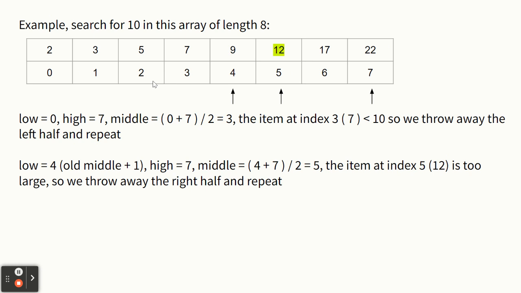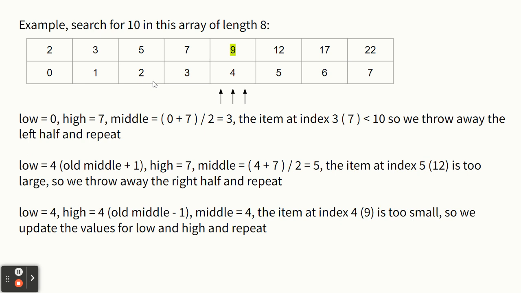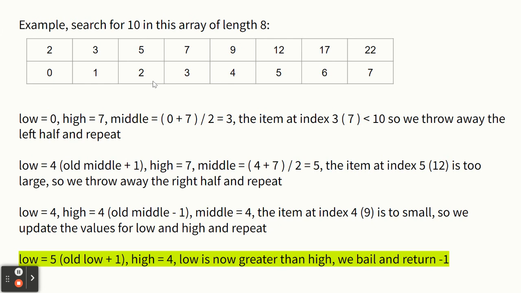So here we're looking for a 10. The right-hand side is too big. We lop it off, and so now I think we're going to be at 9 and 9 and 9. Low, high, and middle are 9. 9 is not 10. And so then it figures out if it goes any farther, it overlaps. The low and the high kind of cross over each other. And so we bail and return a -1.